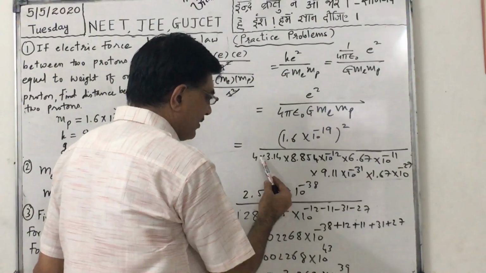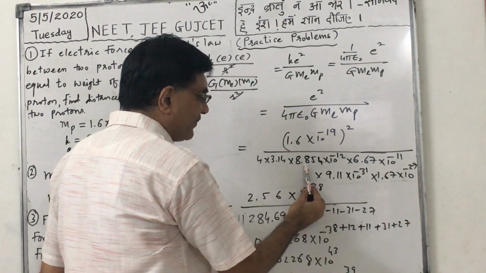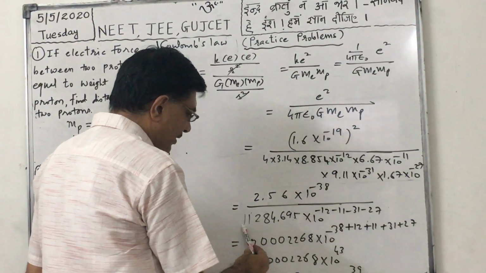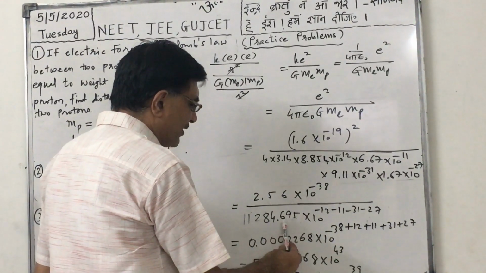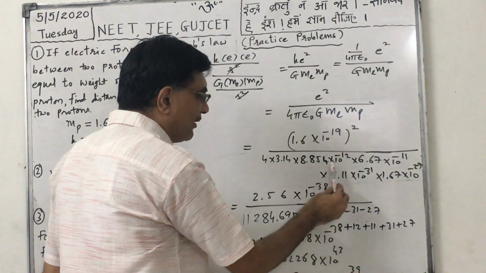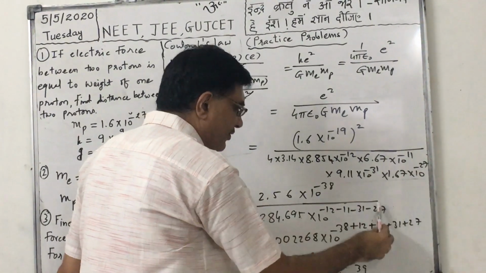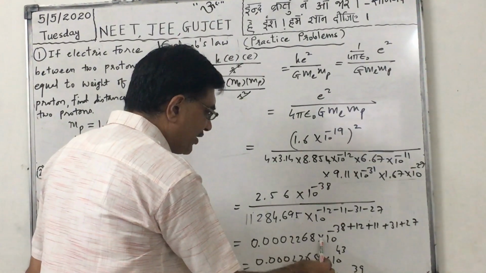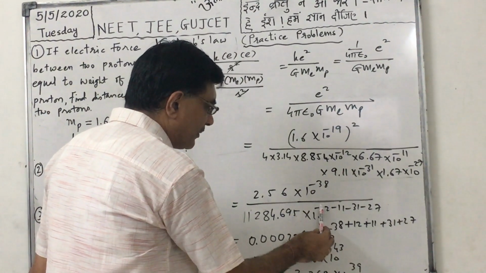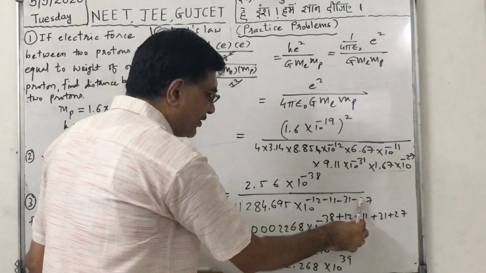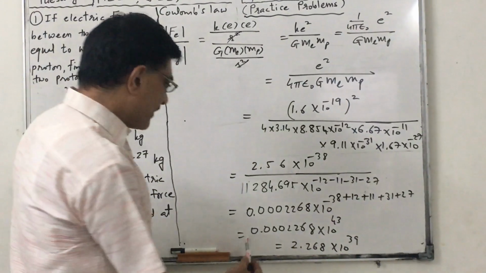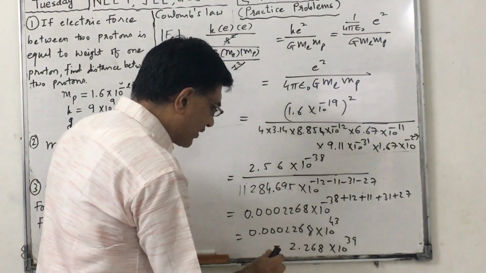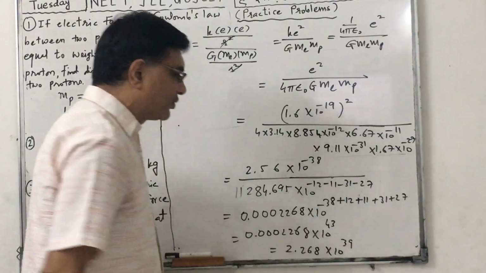This multiplication, 4 into 3.14 into 8.854 into 6.67 into 9.11 into 1.67, will come to 11284.695, multiplied by 10 raised to the power minus 12, minus 11, minus 31, minus 27. This division will be 0.0002268 into 10 raised to minus 38 plus 12 plus 11 plus 31 plus 27. So it will be 0.002268 into 10 raised to, this will be 43. So it can be written as 2.268 into 10 raised to 39.